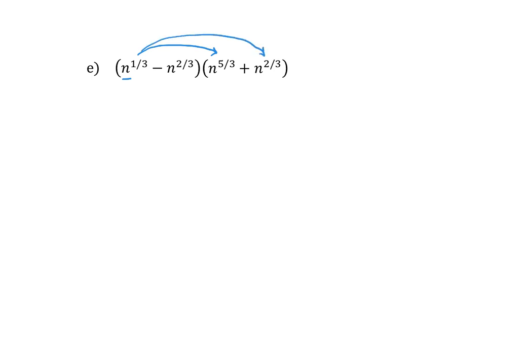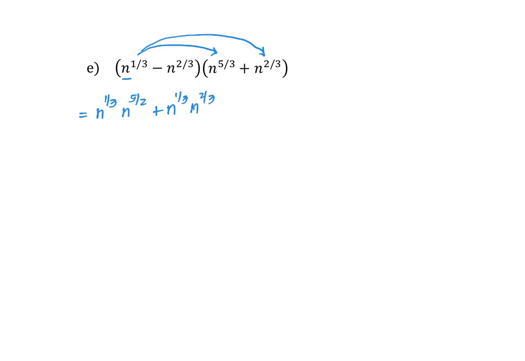and then n to the 2/3. When I distribute the n to the 1/3, I'm not going to just say that this is n squared. It will be n squared, but it's kind of hard to see with fraction exponents. So I'm just going to write it out. This is n to the 1/3 times n to the 5/3. And then we're going to distribute it to the next term, which is positive, so it's still going to be positive, n to the 1/3 times n to the 2/3.